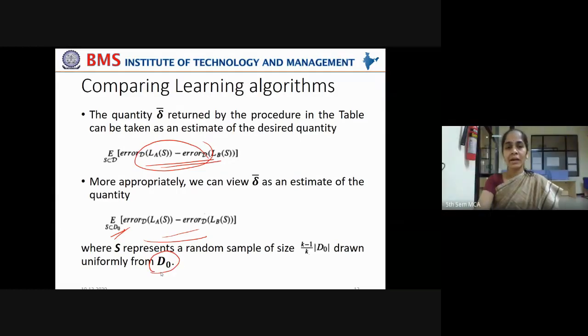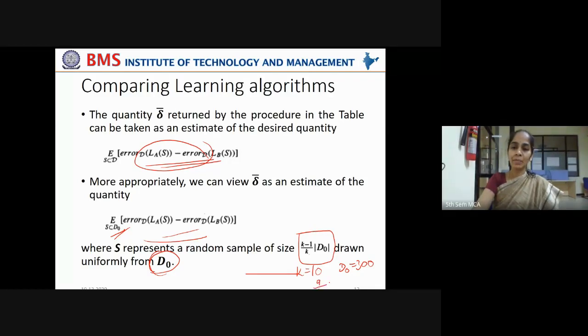Where S represents a random sample of size k minus 1 by k D naught drawn uniformly from D naught. What is this measure? What is the number of partitions we have taken? K is equal to 10. And what is D naught? Total size of this data set we have taken as 300, right? So what is k minus 1 by k? It is 9 by 10 multiplied by 300, which will give you 270.